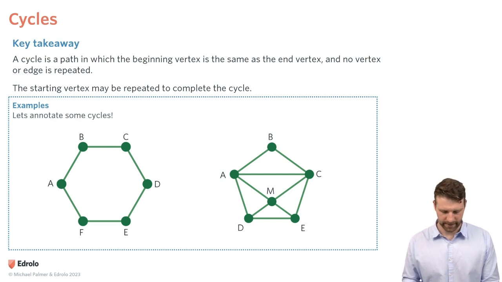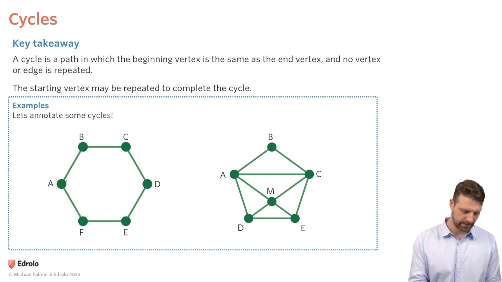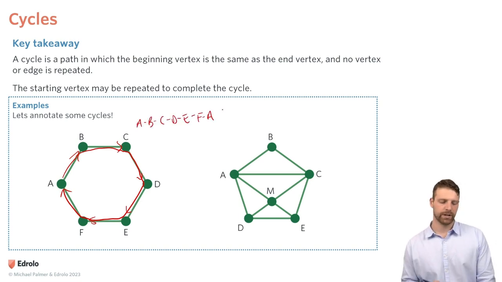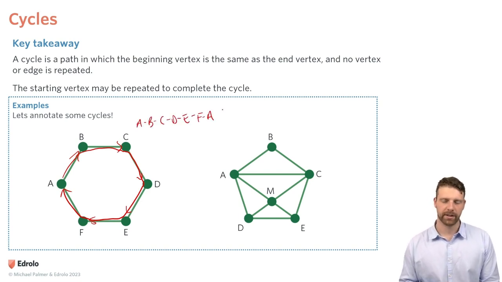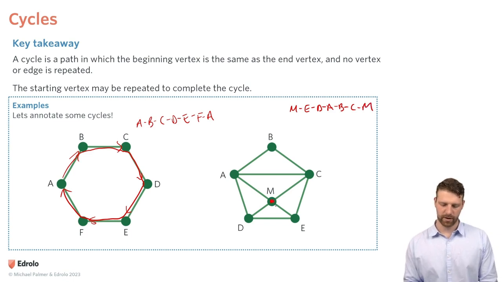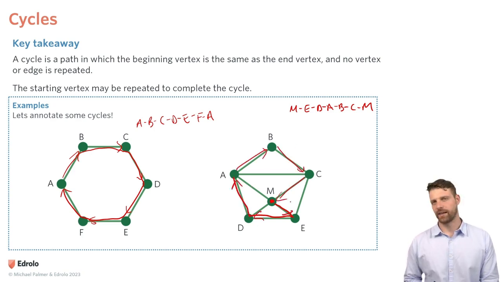So here in the hexagon, I'm going to annotate A, B, C, D, E, F, A. I think going around like that, that's definitely a cycle. Notice that we don't repeat any vertices or any edges, and we start and finish in the same place. Here's another one. I'm going to annotate the cycle M, E, D, A, B, C, M. So let's start at M for middle and go E, D, A, and then B, C, M. Okay, so that's a cycle too.